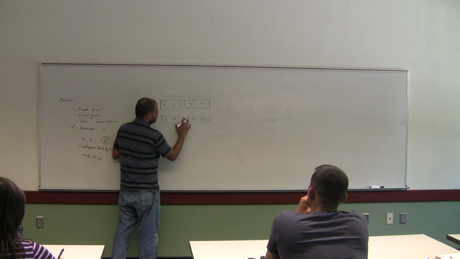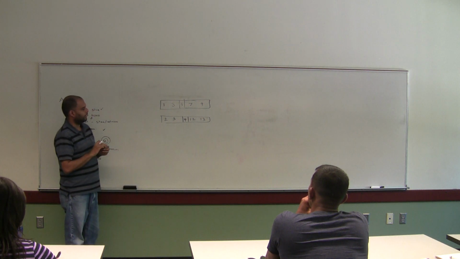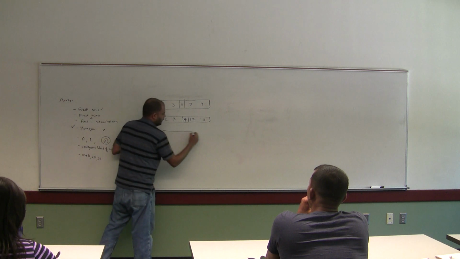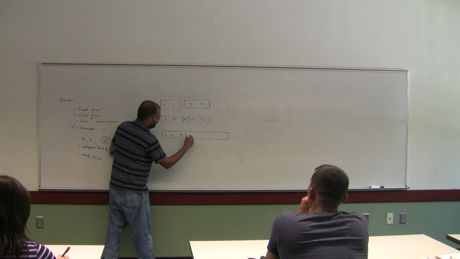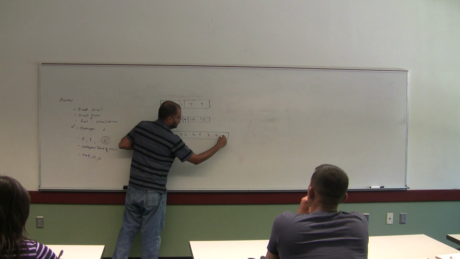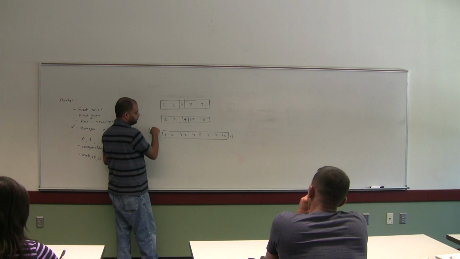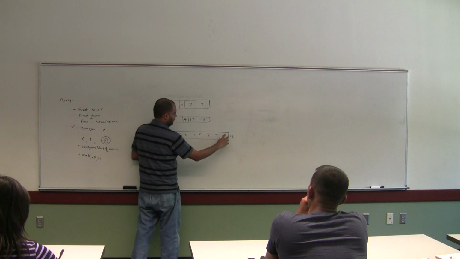What's the median of the combined array? Let's do the combined array first. 1, 2, 3, 4, 5, 6, 7, 9, 12, 13. Unfortunately, this is an even number of elements.